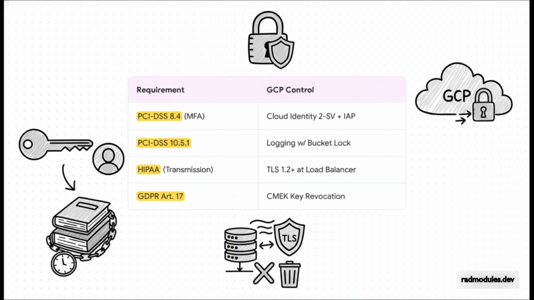So for that one, you'd combine Cloud Identity with IAP. Or for GDPR's right to be forgotten, knowing that the way to handle that is by yanking the customer-managed encryption keys, or CMEK, which basically makes the data gibberish. Getting this mapping skill down is just not optional.